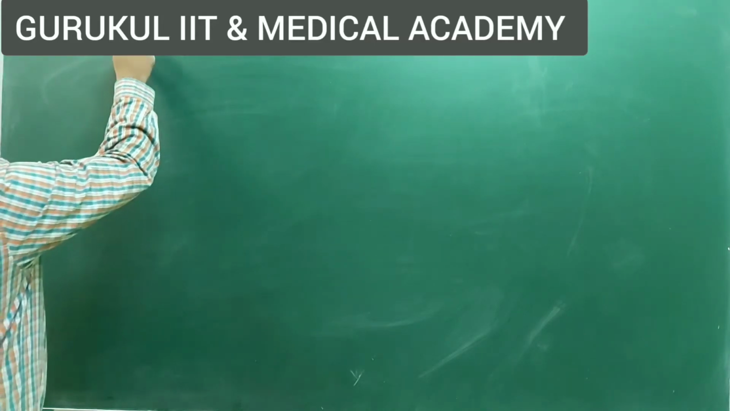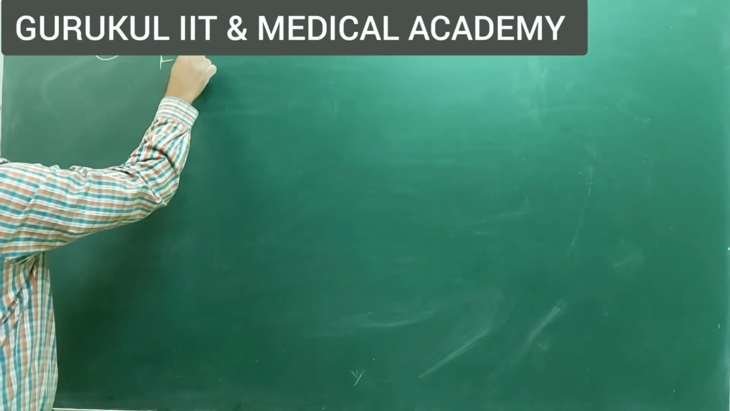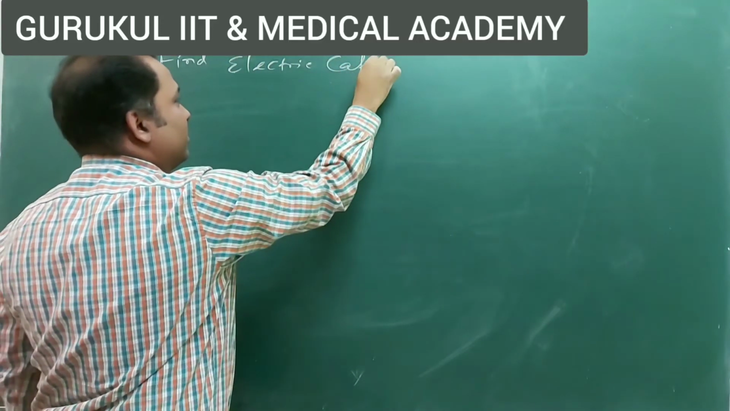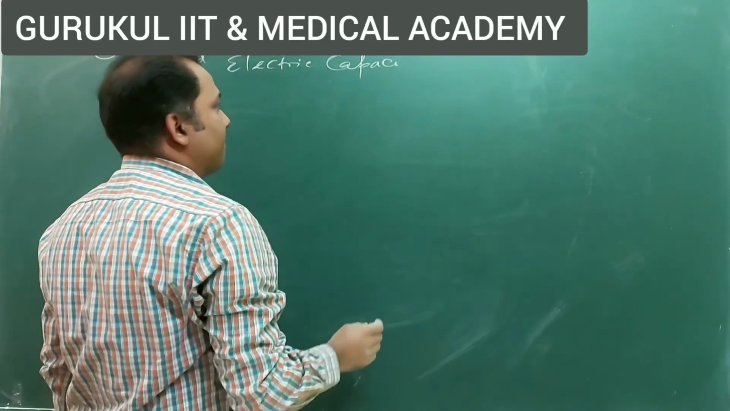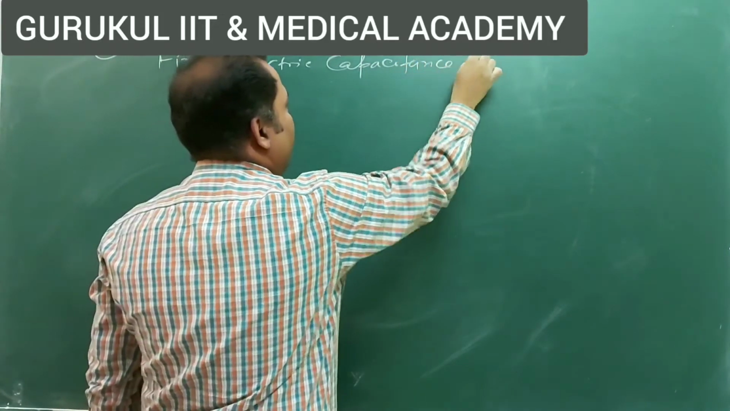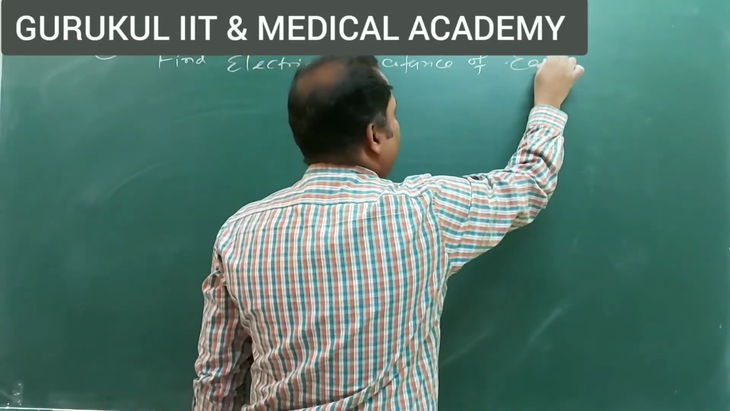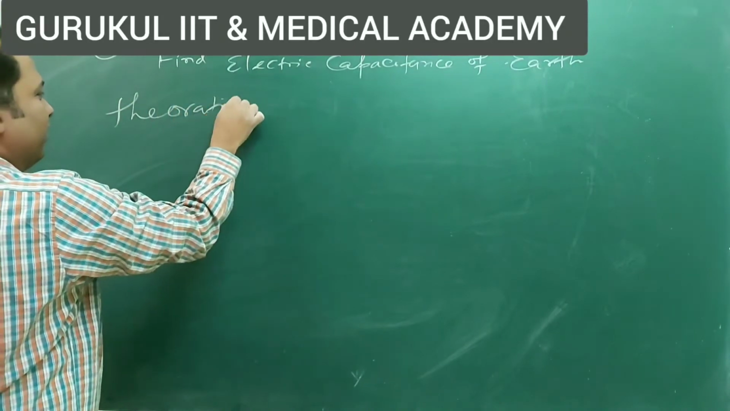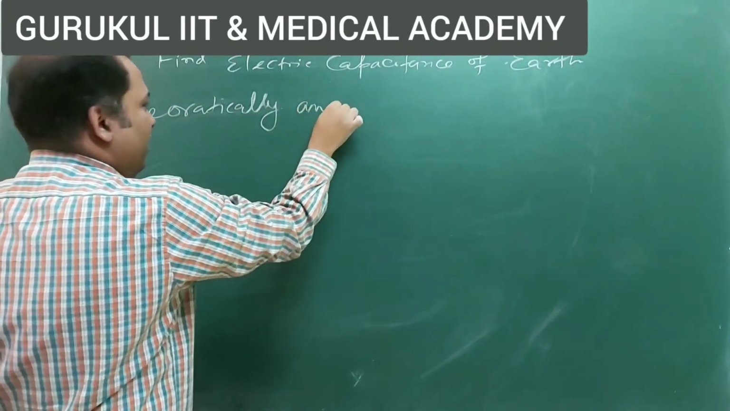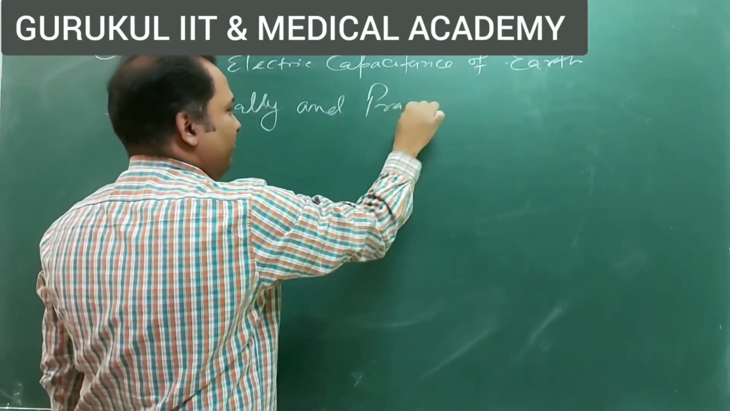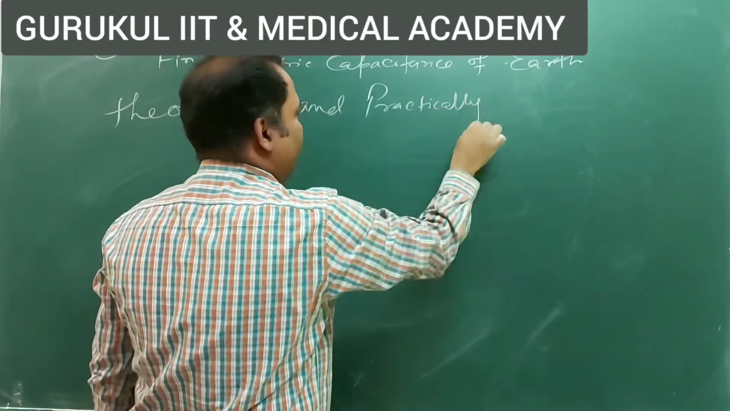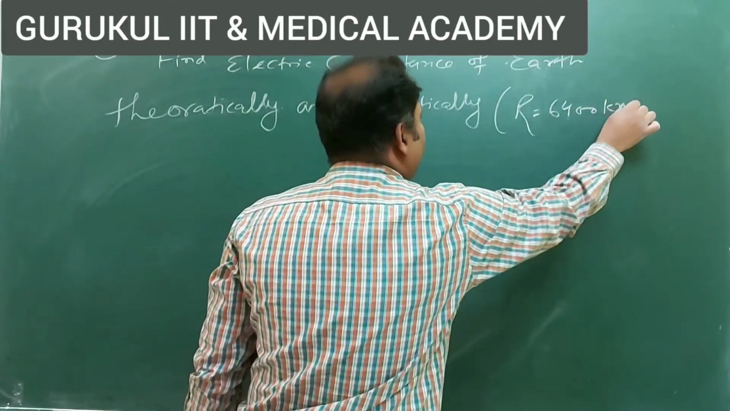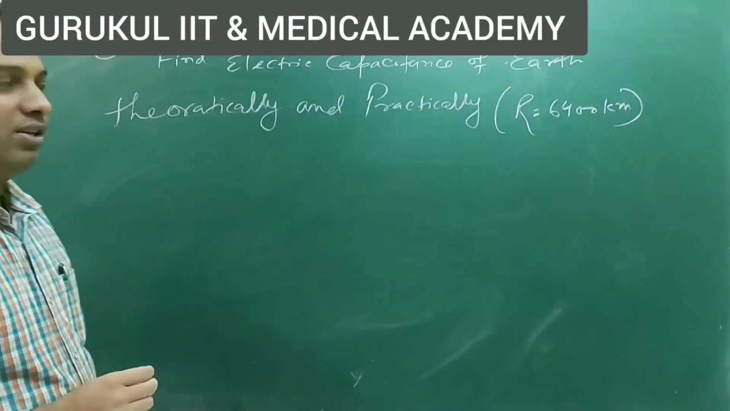Okay, let's see some questions. Find electric capacitance of Earth, theoretically and practically. Okay, if radius of Earth is 6400 kilometer, take the radius of Earth.